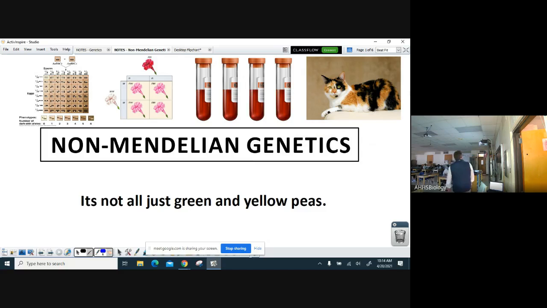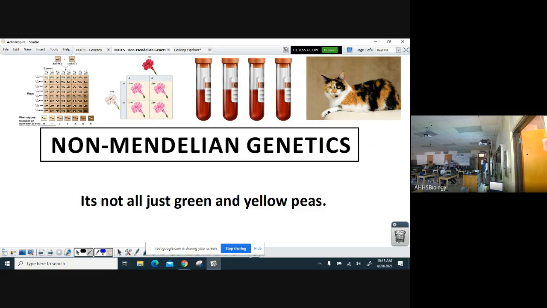All right, so at the bottom it says it's not all just green and yellow peas. So the point of this is to say it does get more complicated. And at the top I've got pictures here. This on the top left is showing a really large Punnett square, so you never have to do one of these. That would be a 64 square Punnett square, I think.